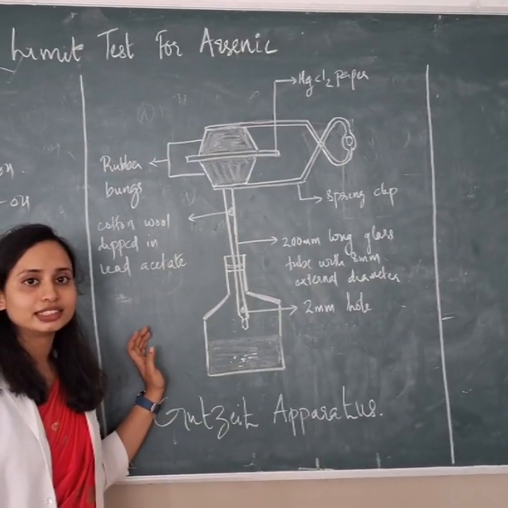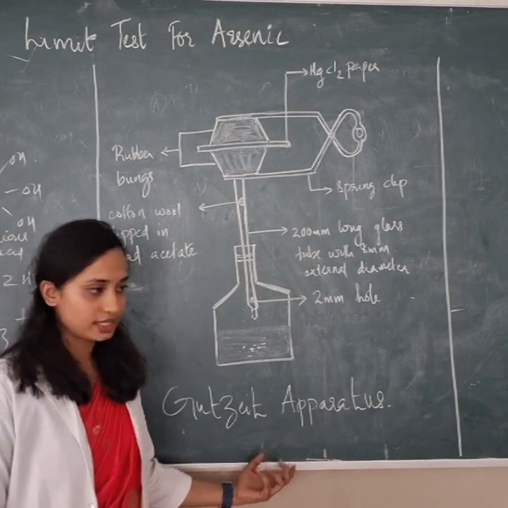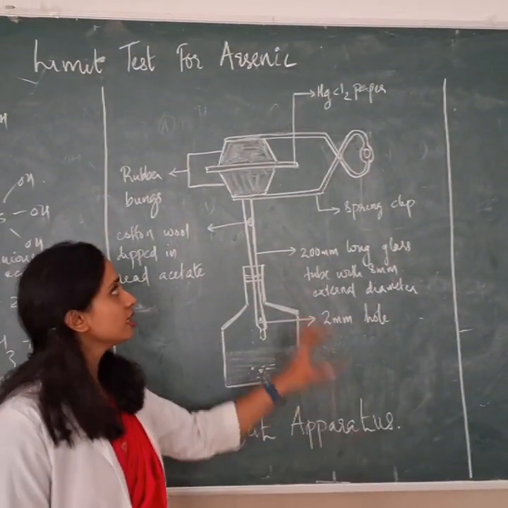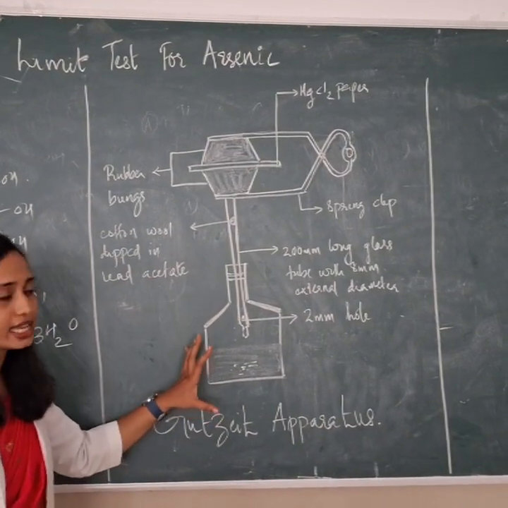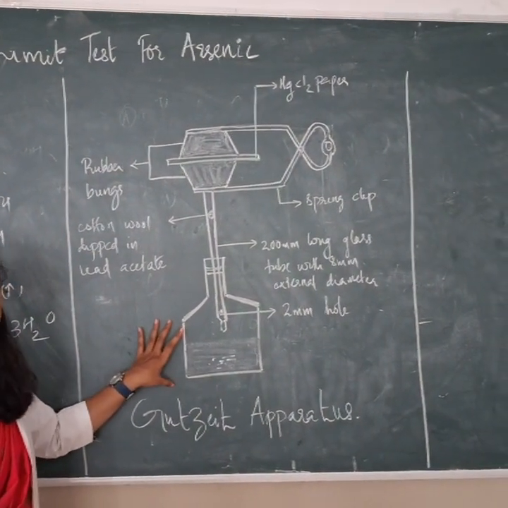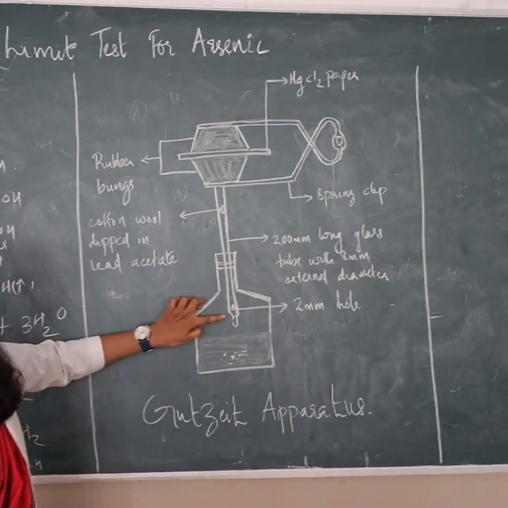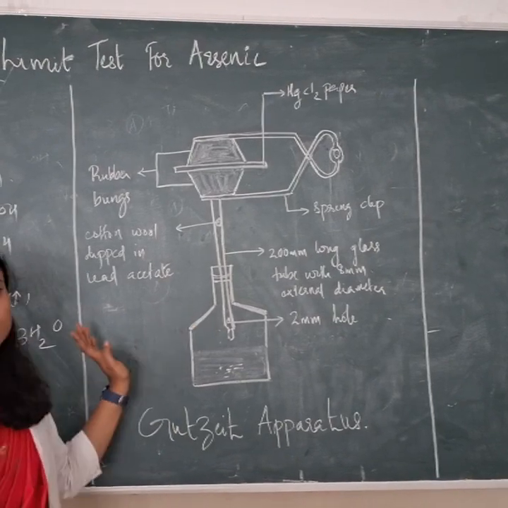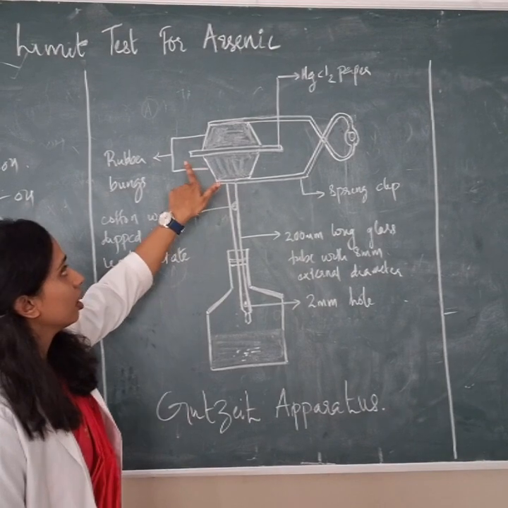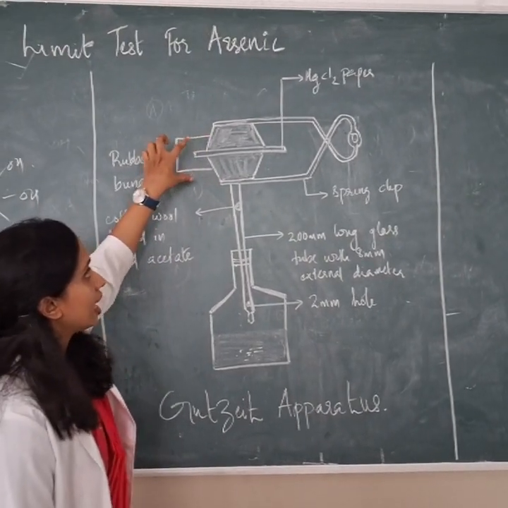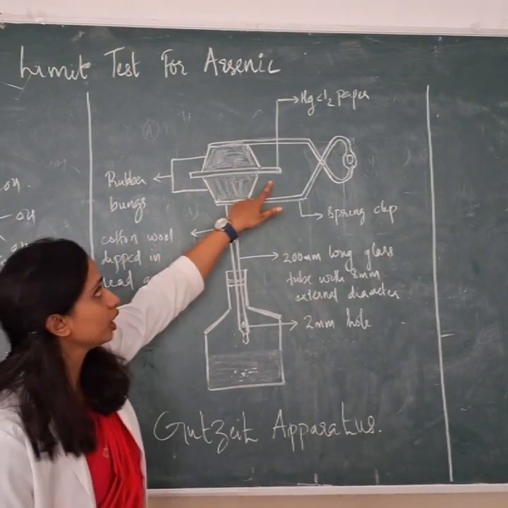Okay. So now we are moving on to the apparatus used for the limit test for arsenic, that is the Gutzeit apparatus. This is the diagram of the Gutzeit apparatus. Here we can see that the Gutzeit apparatus has a wide mouth 120 ml capacity glass bottle as well as a glass tube of 200 mm length and 8 mm external diameter, and it consists of a small hole here, as well as 2 rubber bungs and a spring clip to hold the rubber bungs as well as the mercuric chloride paper.